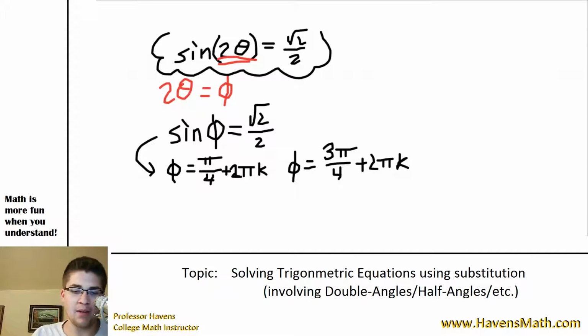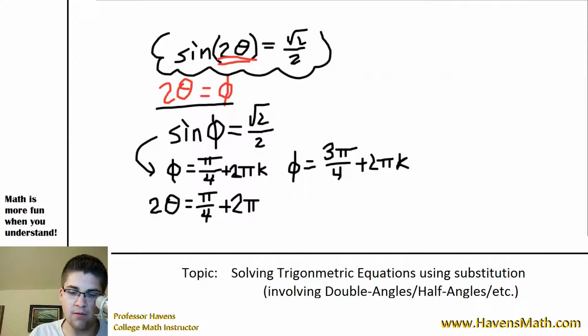So we want to know what theta is. Basically what we do next is back substitute. Our original substitution said that 2 theta is equal to phi. That was the trick we could use to quickly identify which angles would solve the equation. If we go back and change phi to 2 theta, which it originally was, then we can solve this equation for theta, and we'll have the theta values we're looking for, the solution to the original equation.